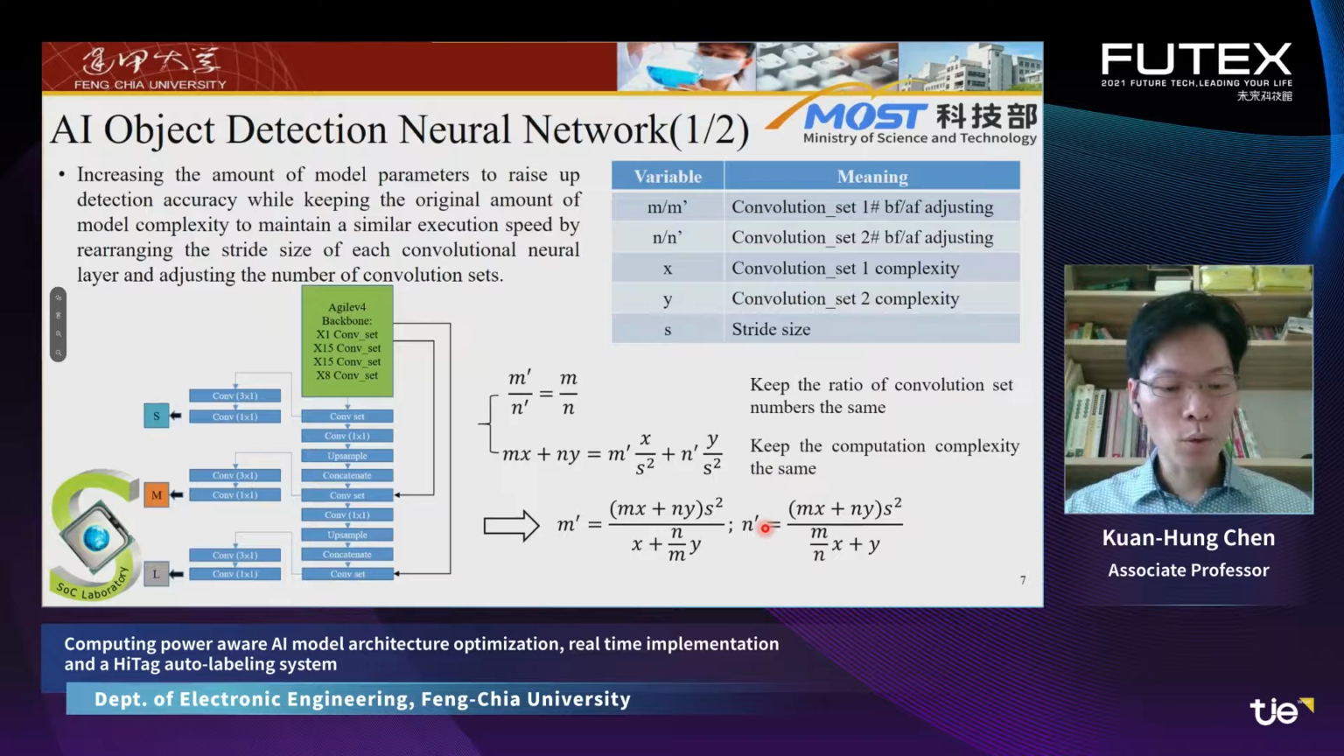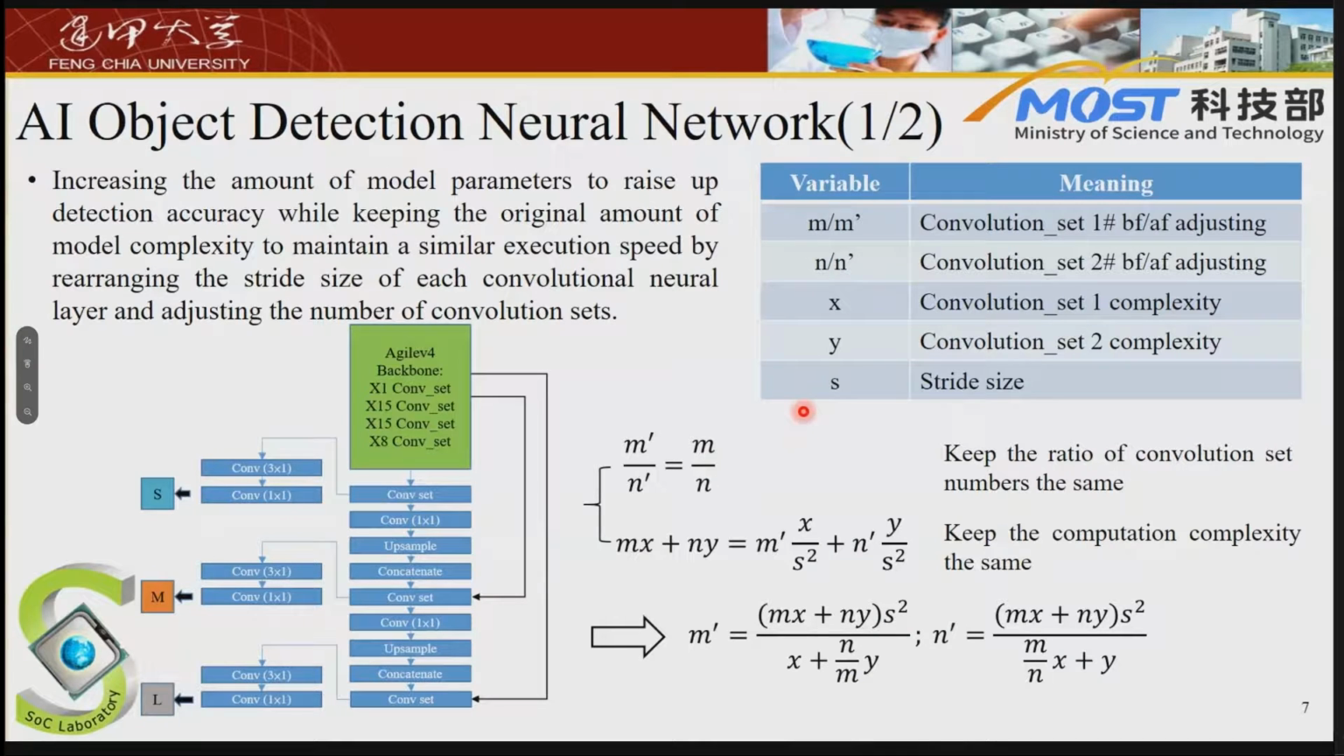First, we increase the detection accuracy by increasing the amount of parameters. During the design, we keep the original amount of model complexity to maintain a similar execution speed, by adjusting the stride size of each neural layer and the number of convolution sets. On this slide, you can see the figure for the network architecture, the table for variable definitions, and the equations for the spatial domain design methodology.